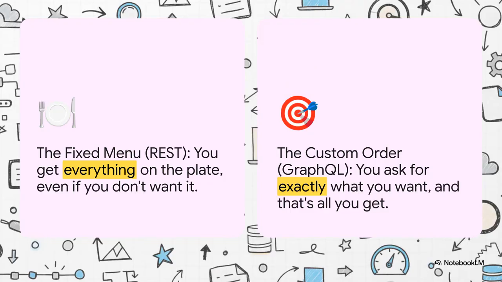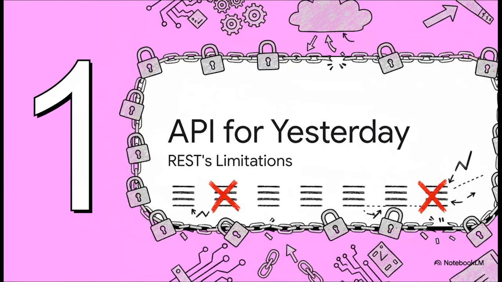Okay, think about it like you're ordering food at a restaurant. The old way, what we call a REST API, is like a fixed menu. You order the steak dinner, you get the steak, you get the potatoes, you get the beans, even if you hate beans. GraphQL, on the other hand, is like ordering a la carte. You can just say, hey, I just want the steak, medium rare, and that is exactly what shows up on your plate. Nothing more. So that begs the question, why did anyone need to invent GraphQL in the first place?